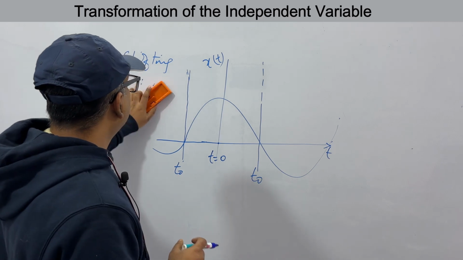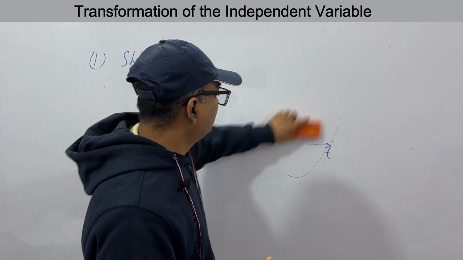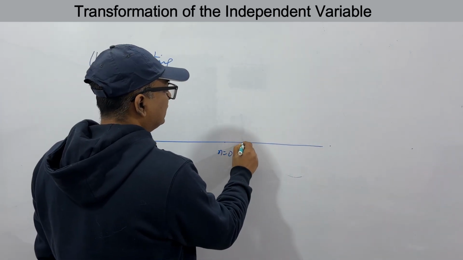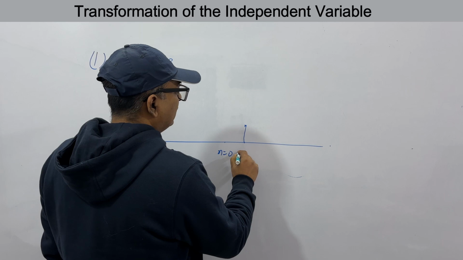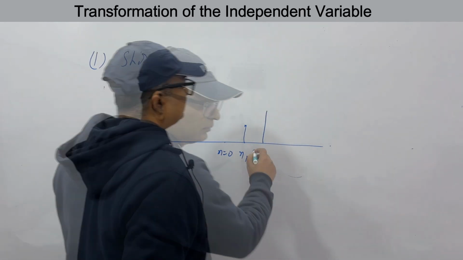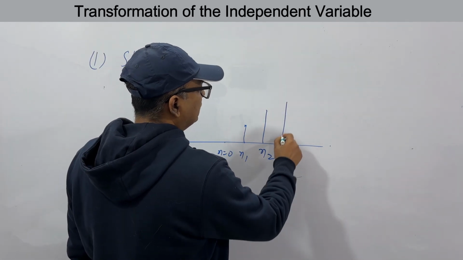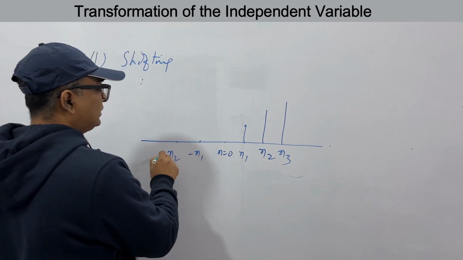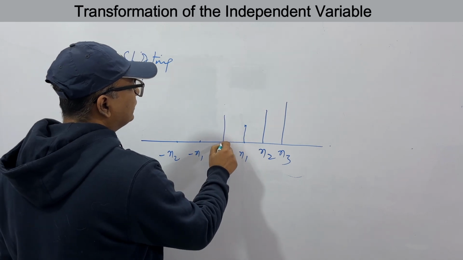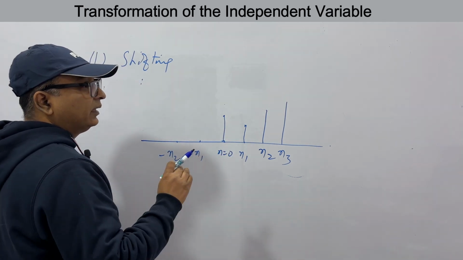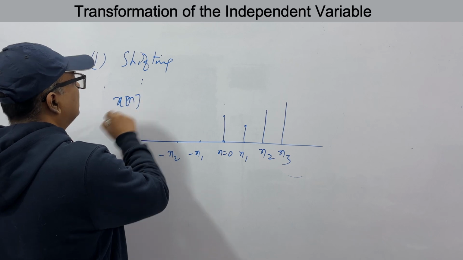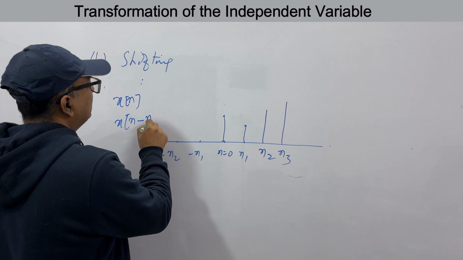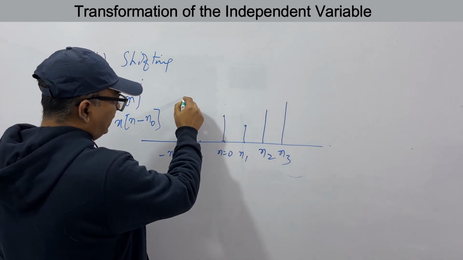Now, similar to continuous time signals, we have discrete time signals. It is the same there also. If this is n equal to 0, let's say this is n1, this is n2, this is n3, and this is minus n1, minus n2, just to understand. If x[n] is a signal and we write x[n minus n0], the signal will shift to this point.